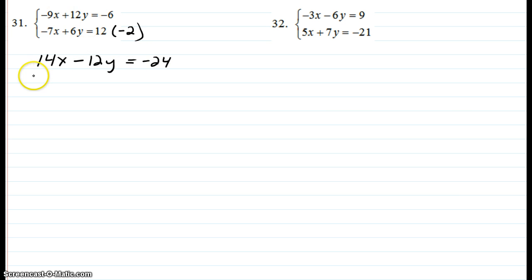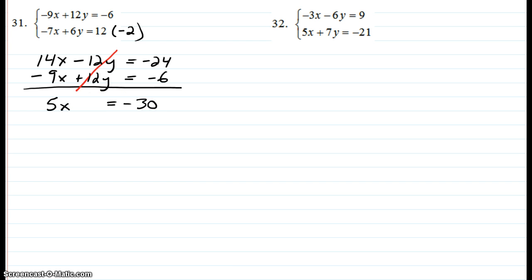And now rewrite the top, -9x plus 12y equals -6. So now that we have opposites, we'll just add them together. And so what's going to happen is these are just going to cross out and go away, so they've been eliminated. And so now I get 5x equals -30. Divide both sides by 5. And I end up with x equals -6.